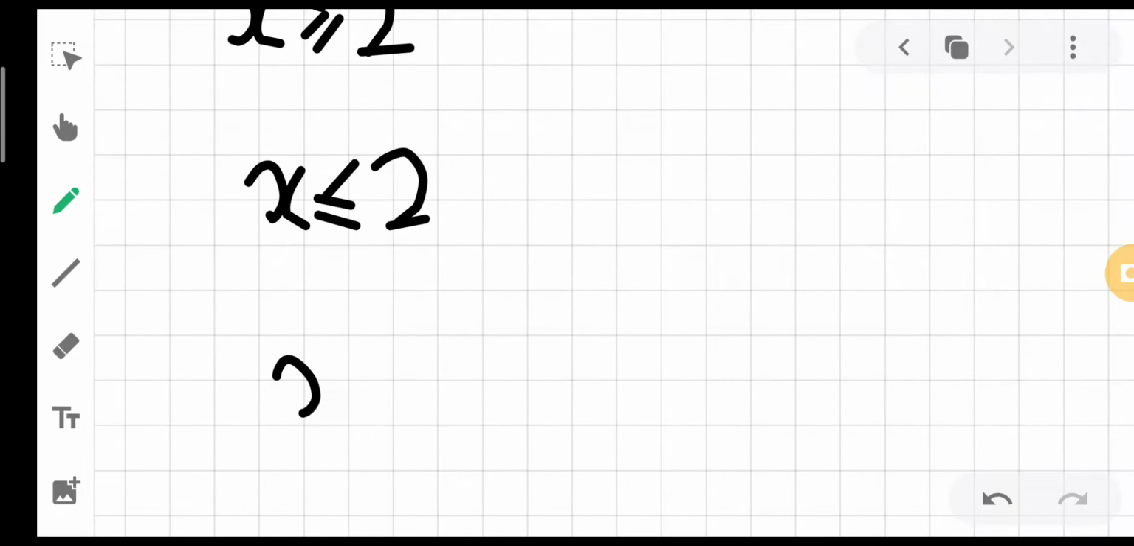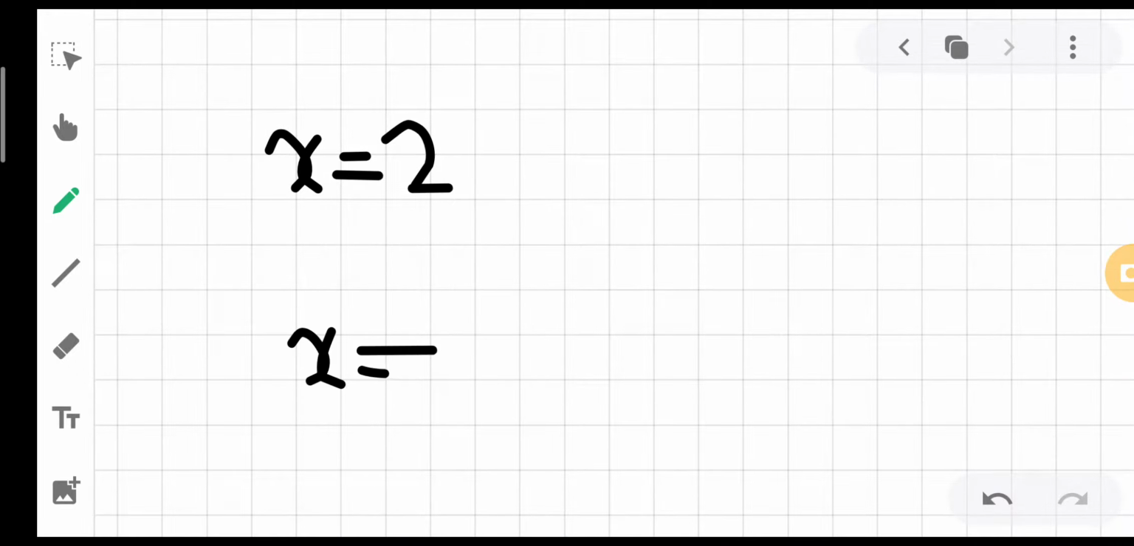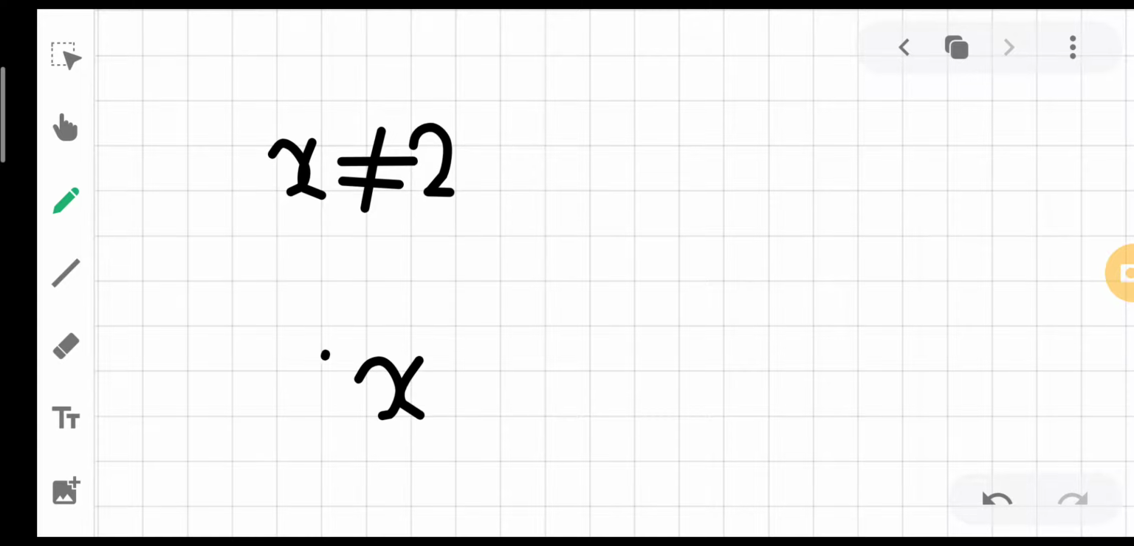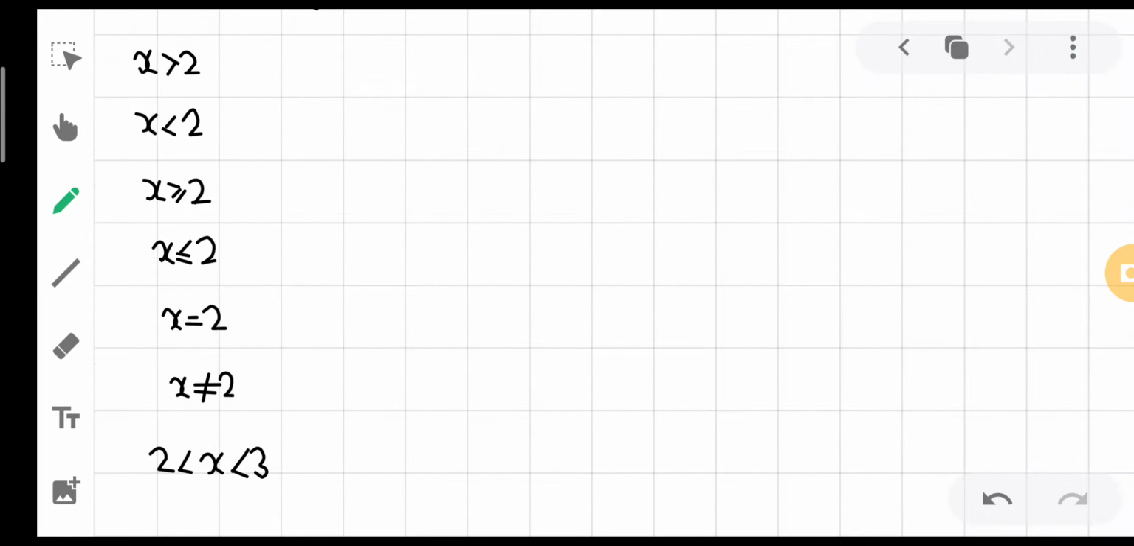Number 5, let's say x is equivalent to 2. Number 6, x is not equals to 2. And number 7, let's say x is greater than 2 but lesser than 3. I will be discussing and drawing the number line for all of the following cases, so all of you will be clear about all of the situations associated with inequality.